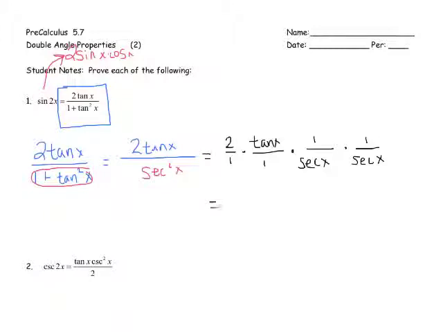And think about where we're trying to head. You're trying to head to just sines and cosines. So let's change everything to sines and cosines. So 2 is 2 over 1. Tangent is sine over cosine. Now, secant. We know secant is the reciprocal of cosine. So if you see secant in the denominator, when you write it as a cosine, that'd have to be a cosine in the numerator.